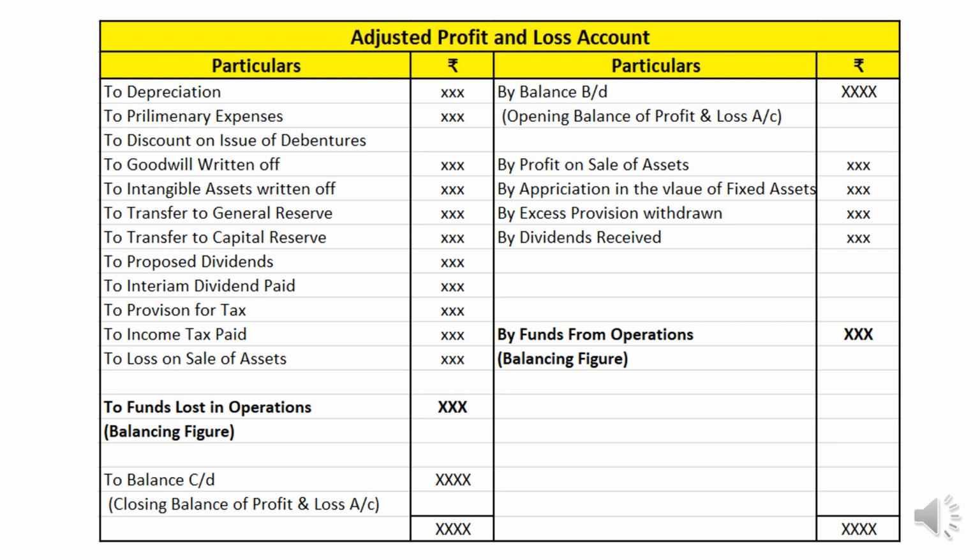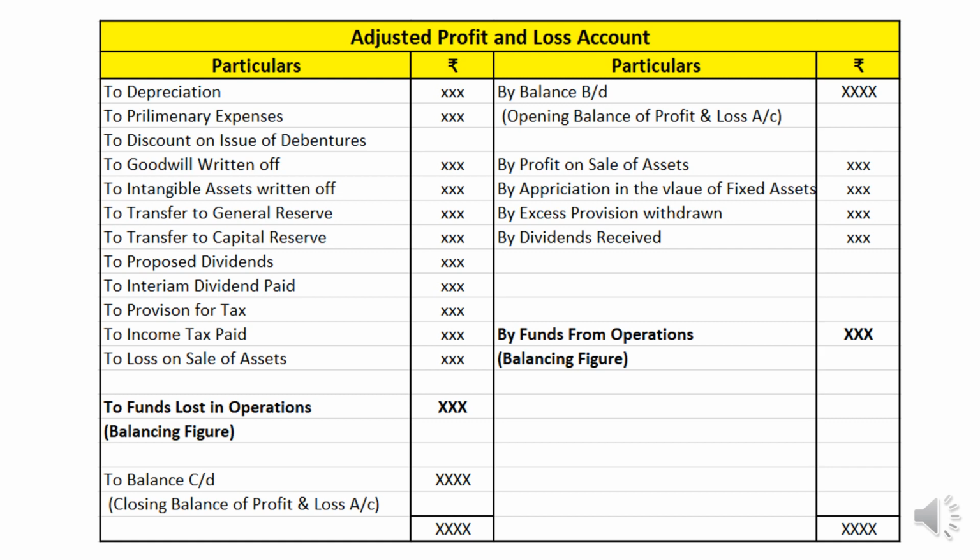The items are, on the debit side you will find depreciation, preliminary expenses written off, discount on issue of debentures, goodwill, intangible assets written off, transfer to reserve, this is appropriation of profit, transfer to capital reserve, proposed dividend, interim dividend paid or final dividend paid, provision for taxation, income tax paid, loss on sale of asset. These are non-operating, non-cash expenses already debited to the P&L account. Again we are debiting them to calculate the funds from operation.